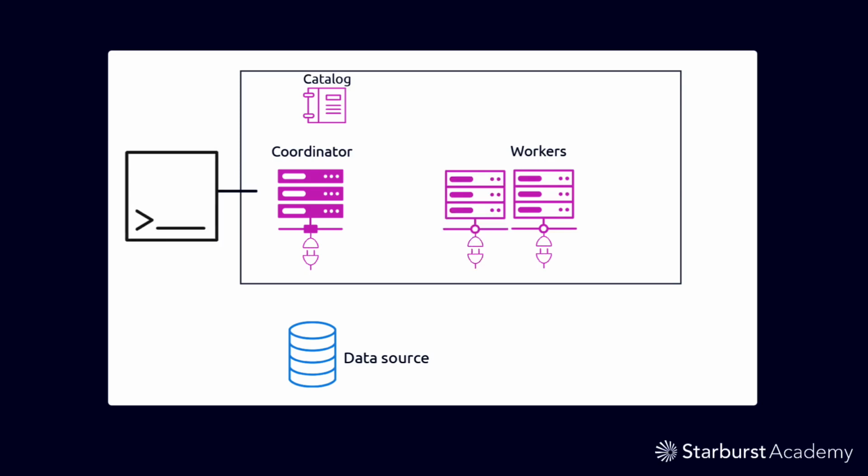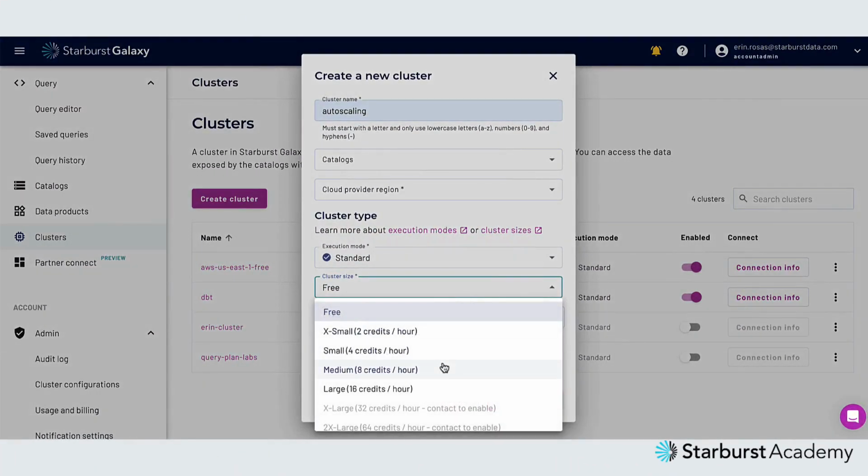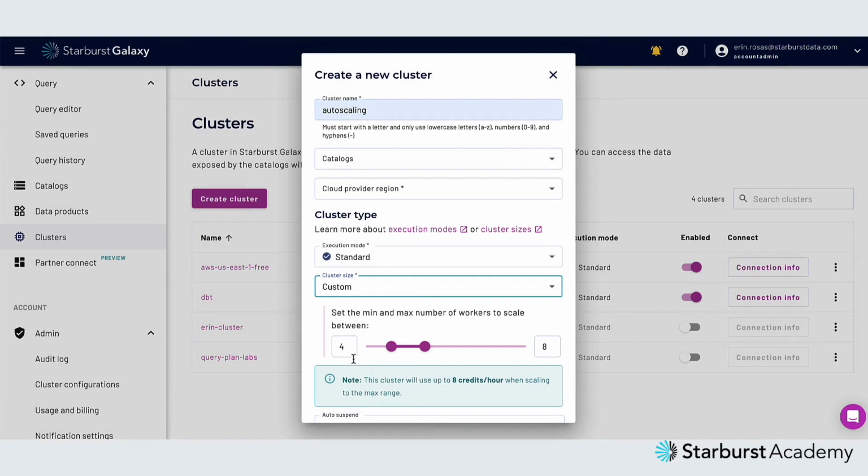When workloads are high, you can seamlessly add workers to your cluster and then remove them when workloads are low. With Starburst's non-disruptive auto-scaling feature, you can set a minimum and a maximum number of workers and allow the cluster to scale on its own. This also reduces the operational overhead required to maintain cluster performance.